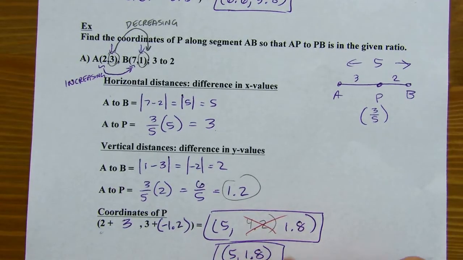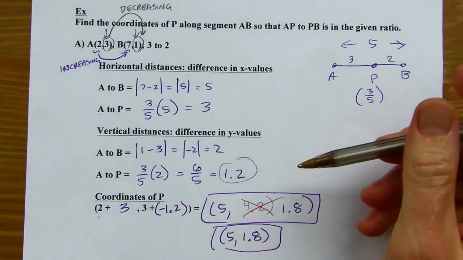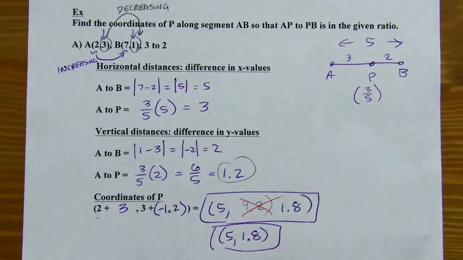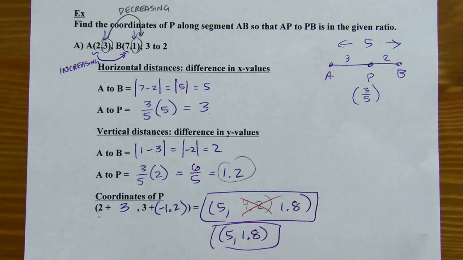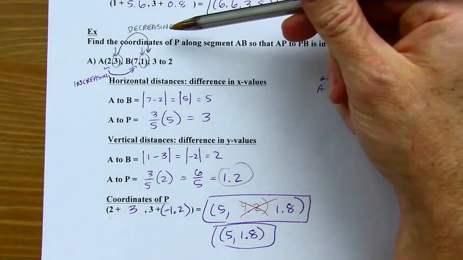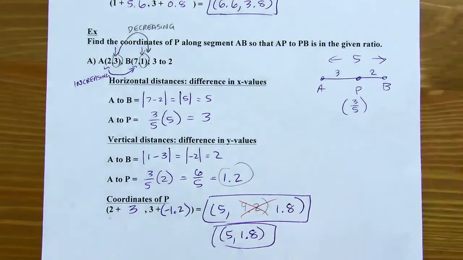So the most common wrong answer I get on this problem is 5 and 4.2 rather than 5 and 1.8. You've got to think, are your x's increasing or are they decreasing? And the same thing with the y's. In this case, the y's are decreasing, so I had to subtract that 3/5 value rather than adding it.